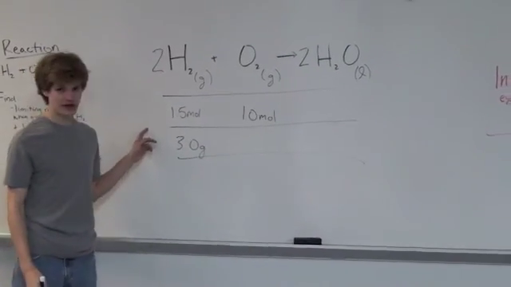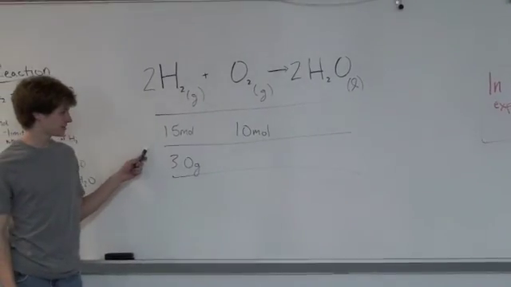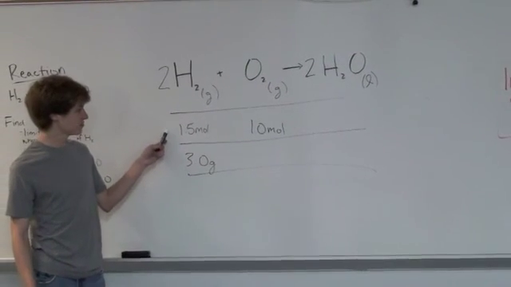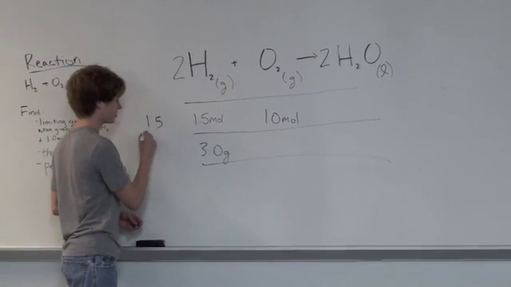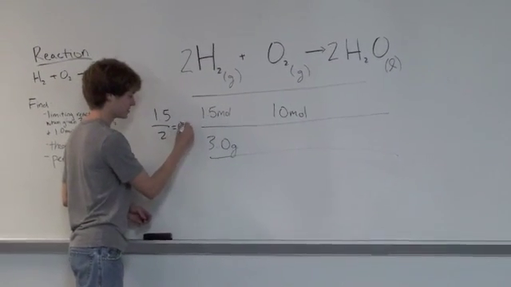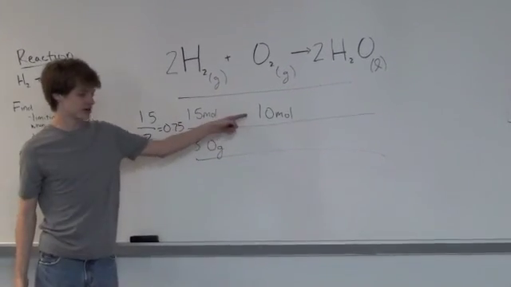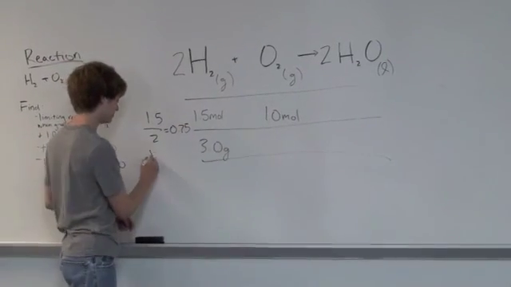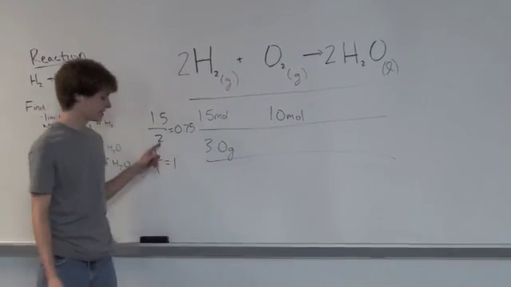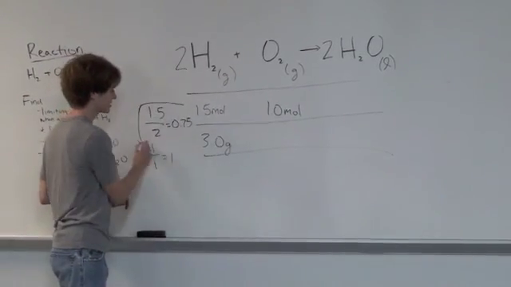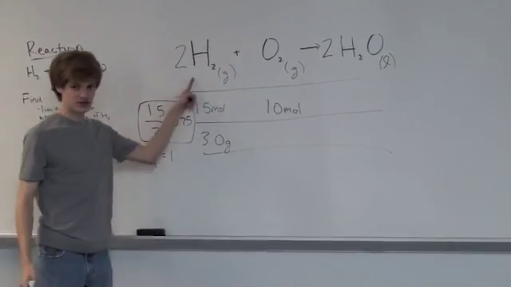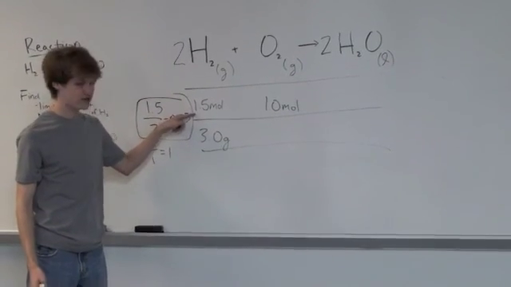Now we need to find the limiting reactant. To find the limiting reactant, we take the amount of moles over the coefficients. So for H2, it's 1.5 divided by 2, which gives us 0.75. For O2, it's 1 divided by 1, which gives us 1. The limiting reactant is the one with the lesser value, and in this case, that's H2. So H2 is going to be the limiting reactant with 1.5 moles.